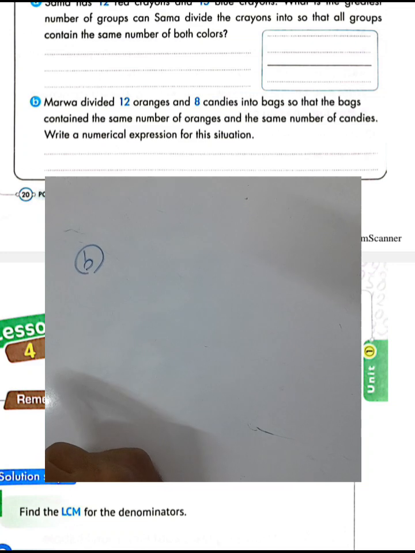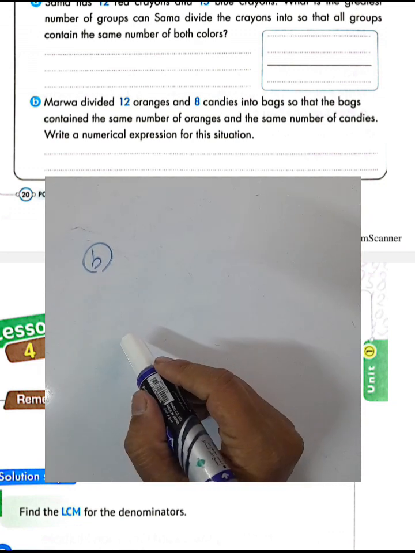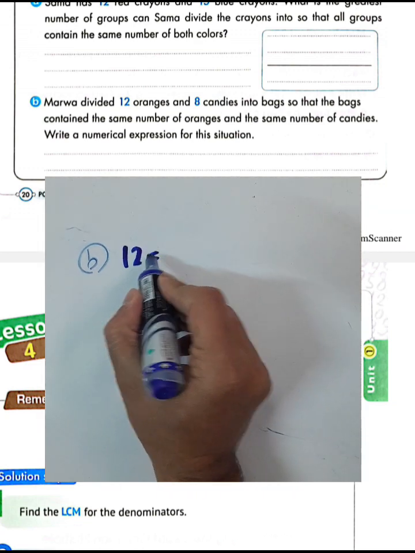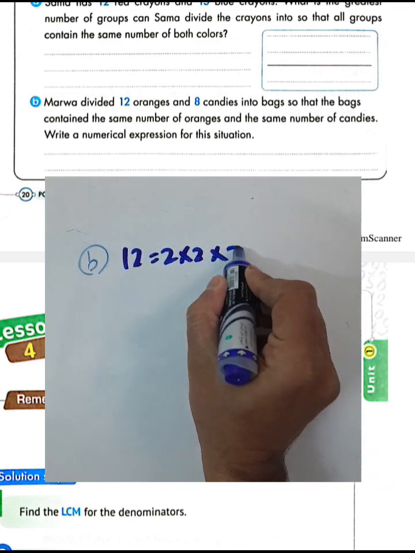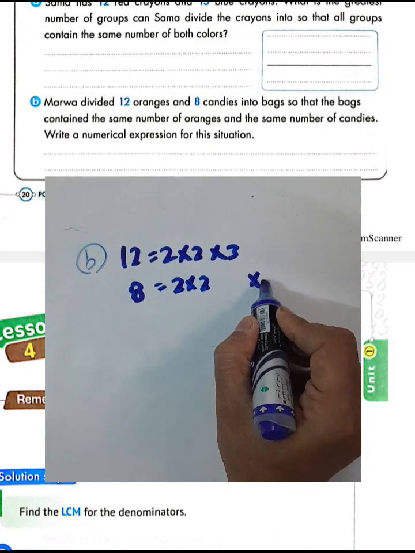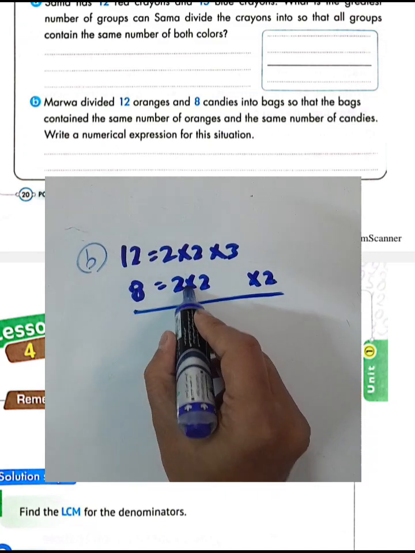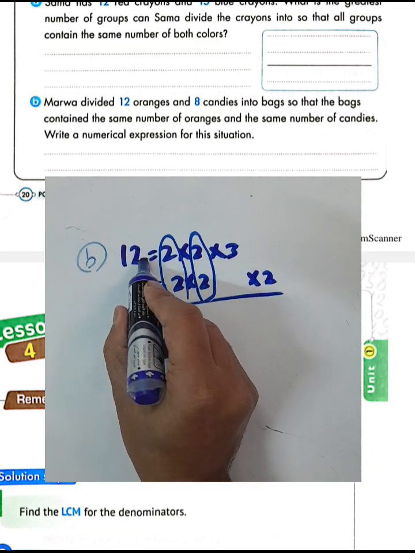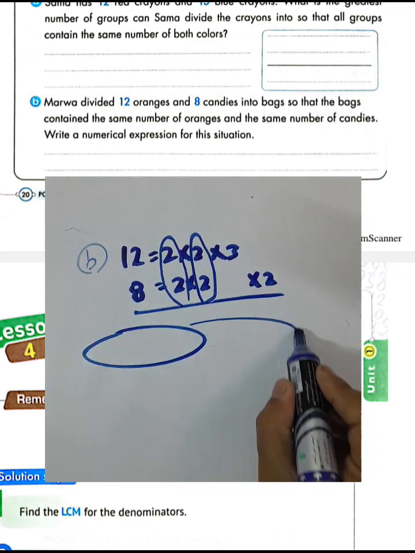Okay, we can solve this example by factorizing the two numbers and writing the highest common factor between them. We know 12 equals 2 times 2 times 3, and 8 equals 2 times 2 times 2. Then find the highest common factor between the two numbers. It will be 4. Okay, you can draw a Venn diagram here for the two numbers.